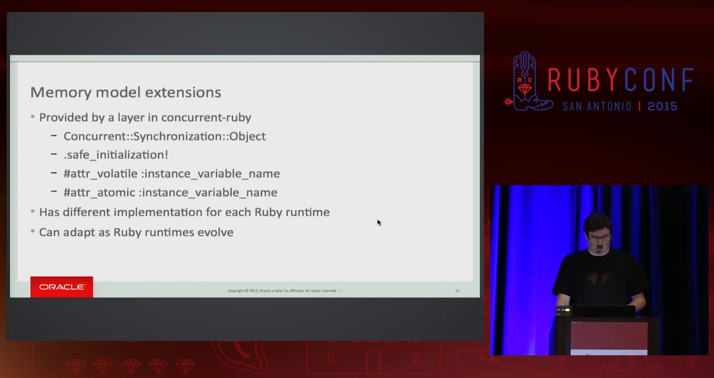So this is implemented by providing different implementations for each of the Ruby runtimes or different versions. This is quite flexible, in that we write our abstractions once and we can then evolve this layer for new versions. For example, if some implementation decides to support volatile variables natively, we can just reuse that and drop our Java extensions or whatever we have in the implementation for the given platform.